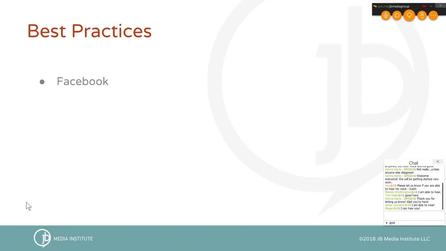Some best practices. Here's an area, like I said, where I could spend all day, and I don't have that kind of time. So I'm only going to spend a few minutes on each one.